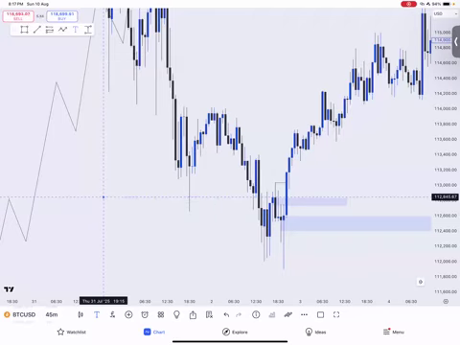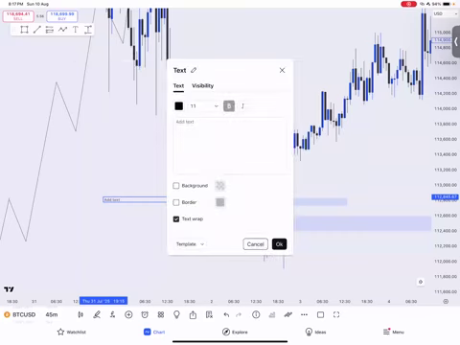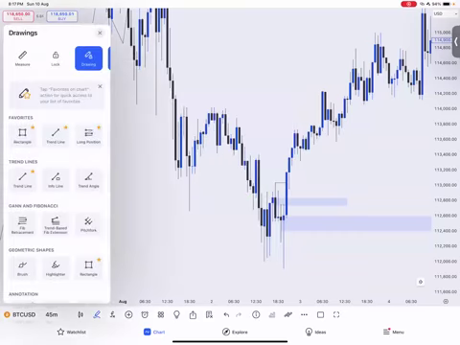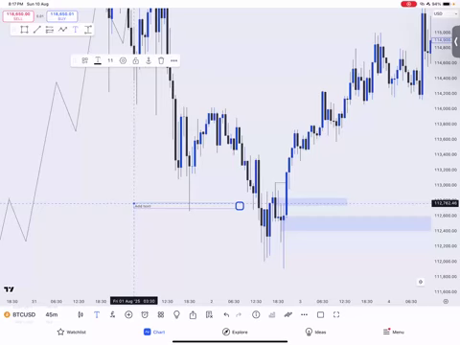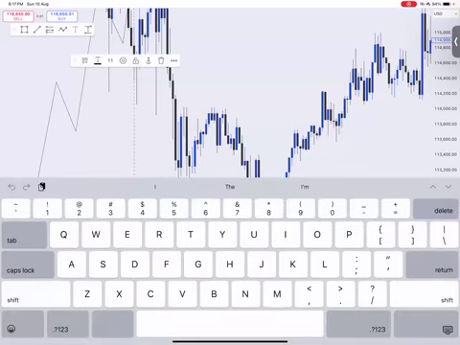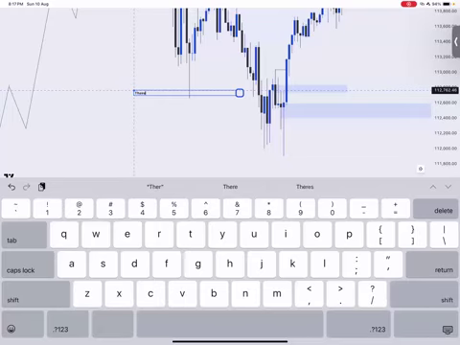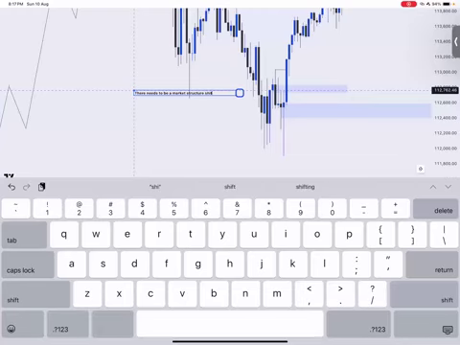Ensure that there is what? A market structure shift or a double breakout structure. So let me type it down. There needs to be a market structure shift or a double breakout structure. Mind you, I said double breakout structure, not a single one.